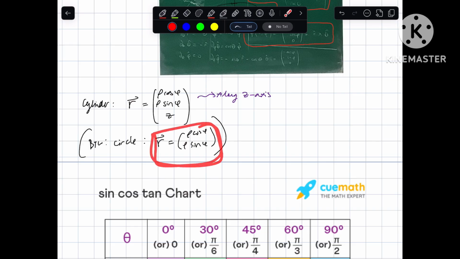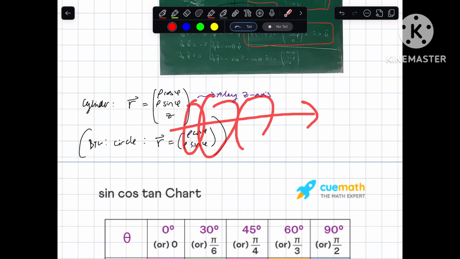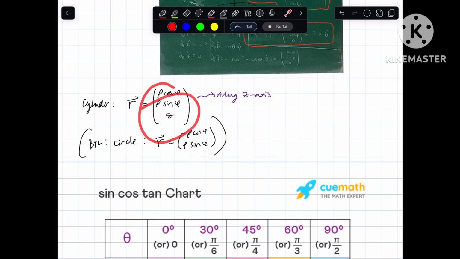A circle's position vector is going to look like this. These are supposed to be rows. And you can see it's cos phi, sine phi. Looks like a circle. A cylinder is going to be the same thing. Once again, these are rows. These are the radius, but you have an extra component, a z. We'll see that later on, and you can see this is along the z-axis because it's essentially just a bunch of circles along the z-axis.